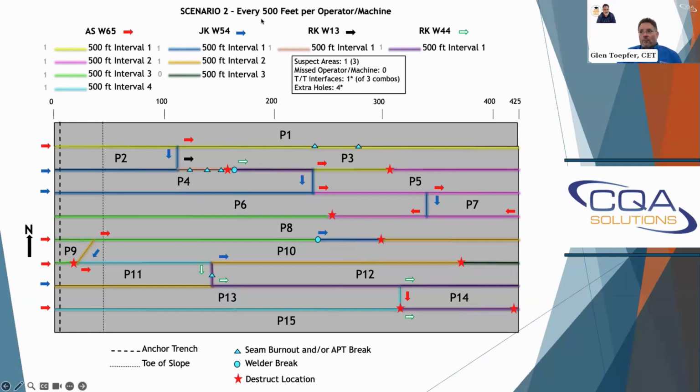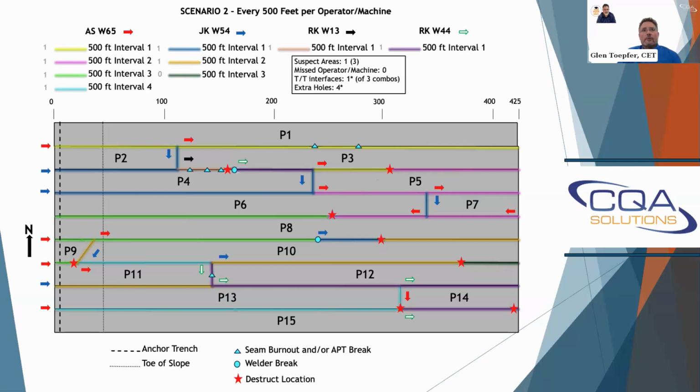Then we went to 1 per 500 feet per operator and machine, and that's really what you still see in the industry most of the time now. Maybe it's 1,000, whatever the specs are, but that's going to result in your destruct locations with the red stars on this diagram. The way the seaming was done, it progresses, and it's going to result in the samples taken at the end of the 500-foot interval. So again, it could be middle of the seam.